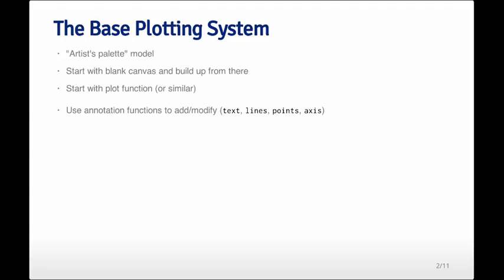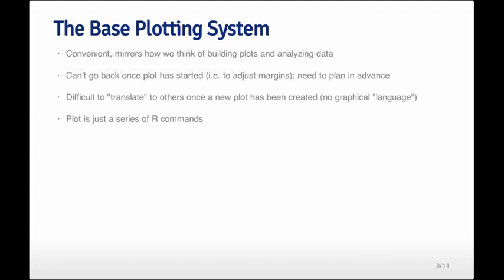And so the typical mode for this type of model is to use the plot function. So there's always a function that generates a plot. And then there are other functions that so-called annotate the plot. And these are functions that add things like text, lines, labels, things like that to the plot. So there's the generation, and then there's the annotation. So the nice thing about this system, it's very convenient. It's intuitive.